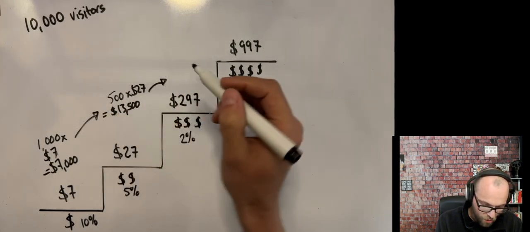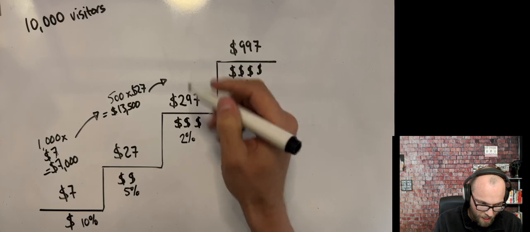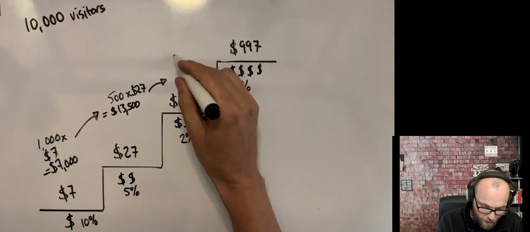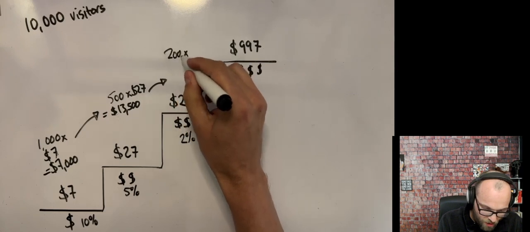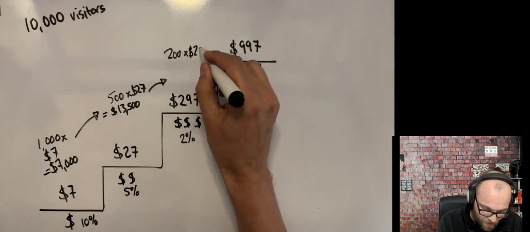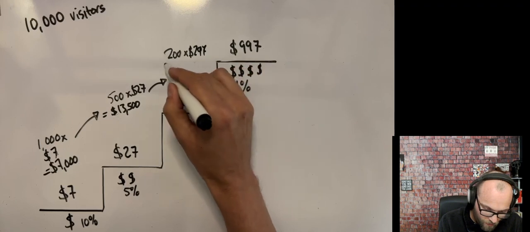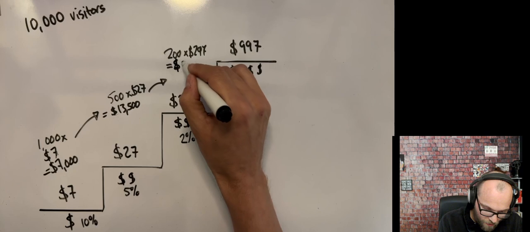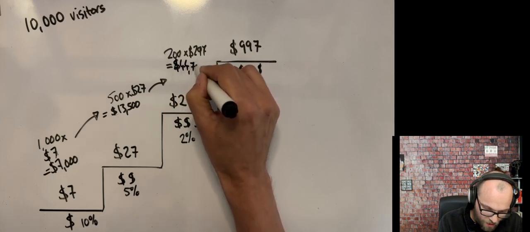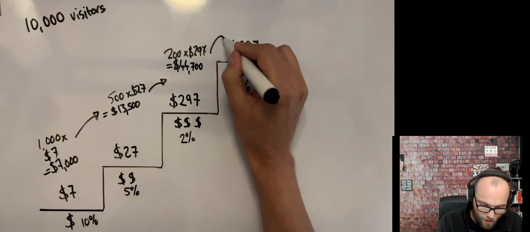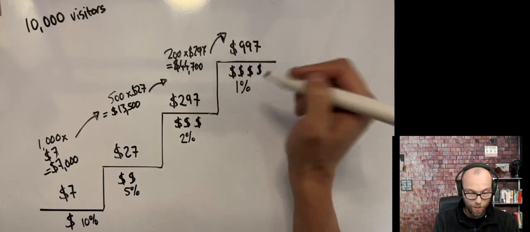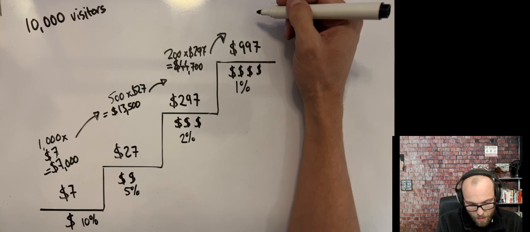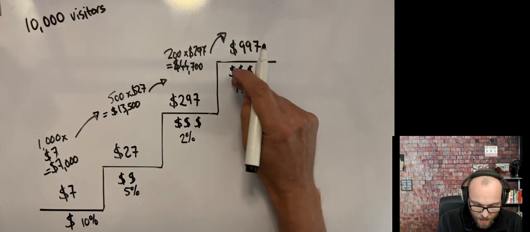So they've done that. They then go to the next stage. 2% of people are going to buy here, of your 10,000, so that's 200 people. 200 times 297 equals $59,400. And then we offer them another upsell. 1% of those people buy. In fact, let's say it's 0.5%.